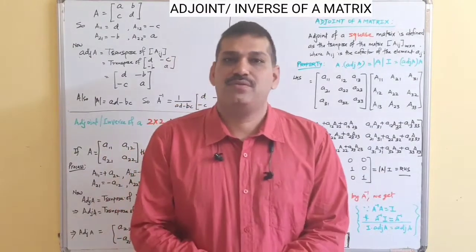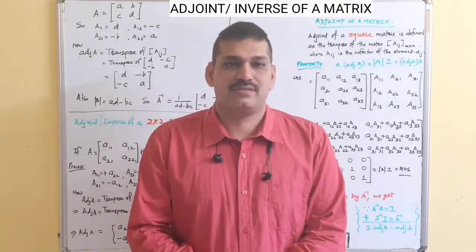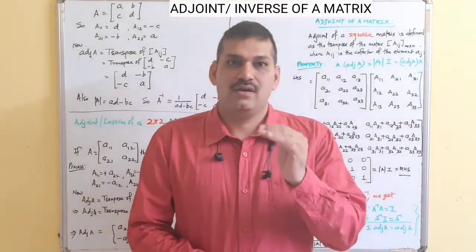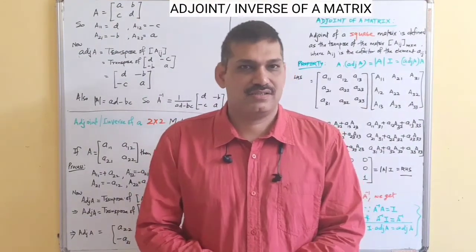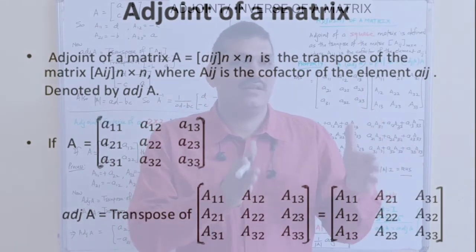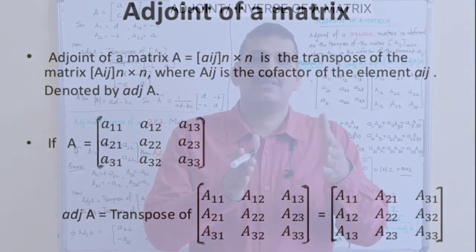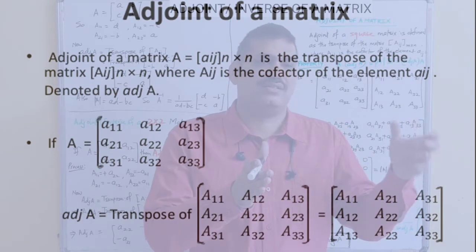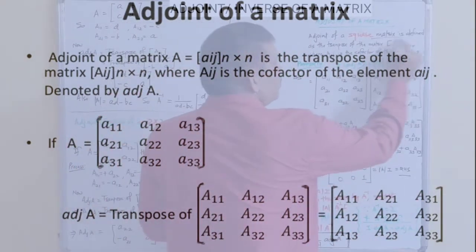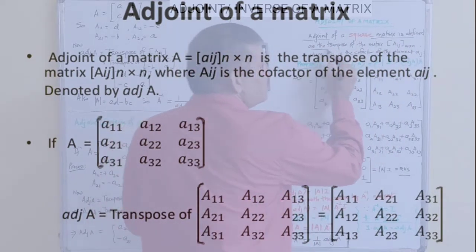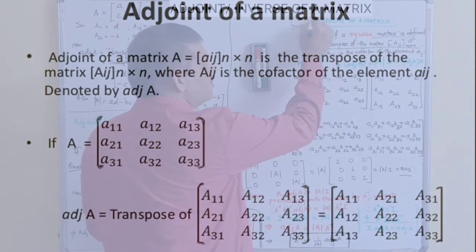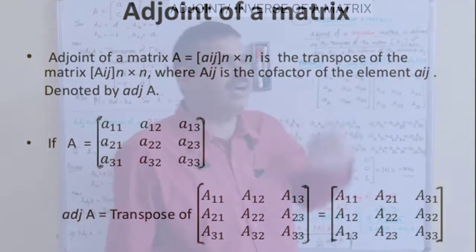Today in this session we are going to talk about the adjoint of a matrix and the inverse of a matrix with the help of the adjoint. See how the adjoint of a matrix is defined. If we have a square matrix A, then the transpose of its cofactor matrix is known as the adjoint of the matrix. The adjoint is defined as the transpose of the matrix Aij, where this Aij is the cofactor of the element aij.